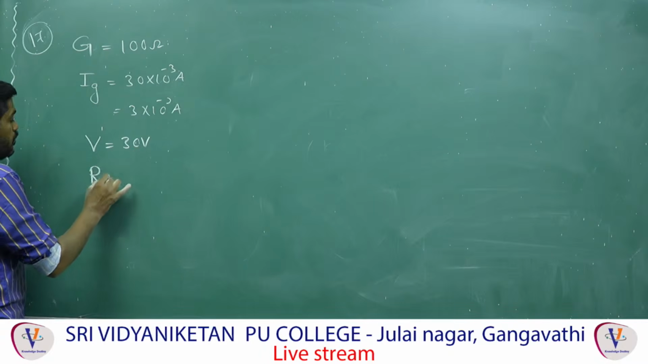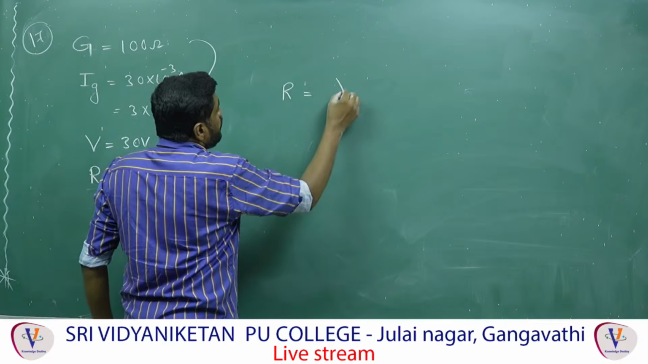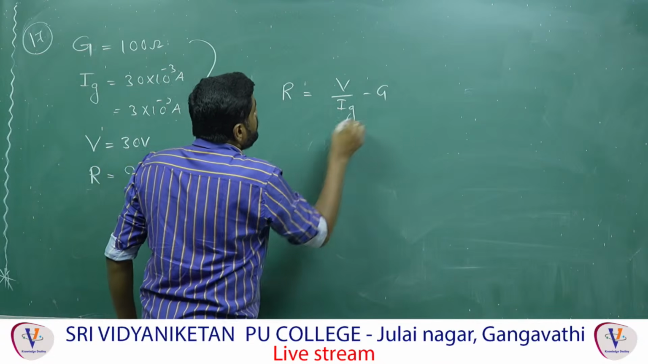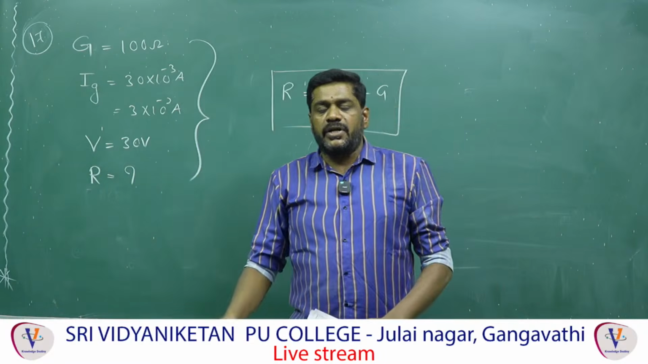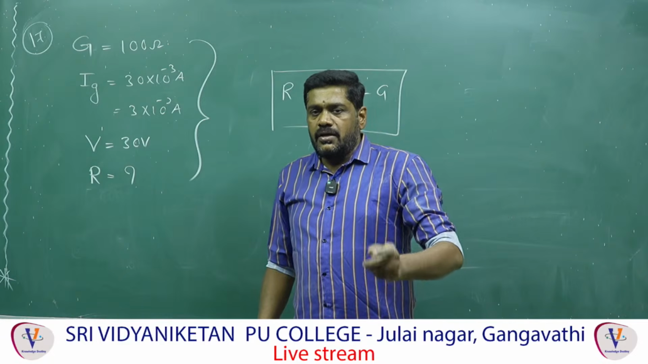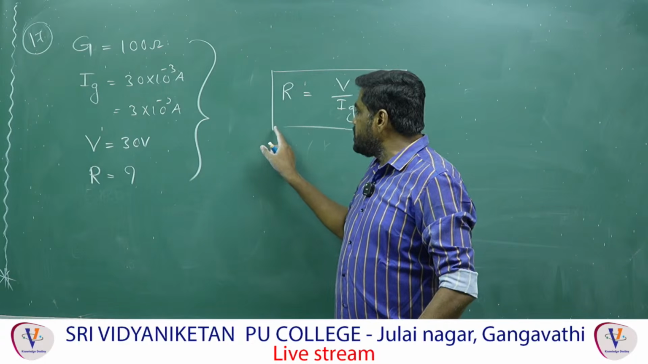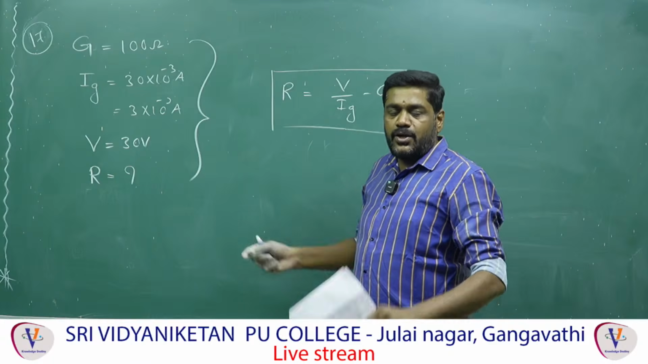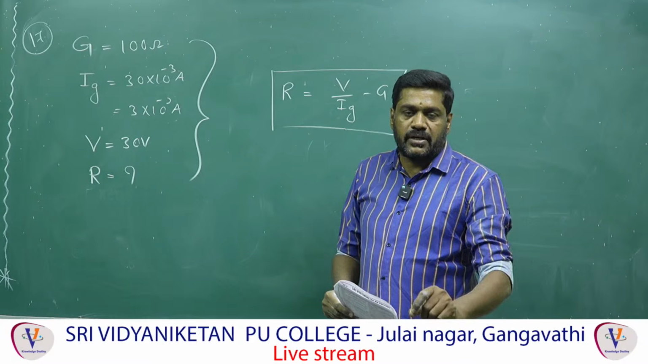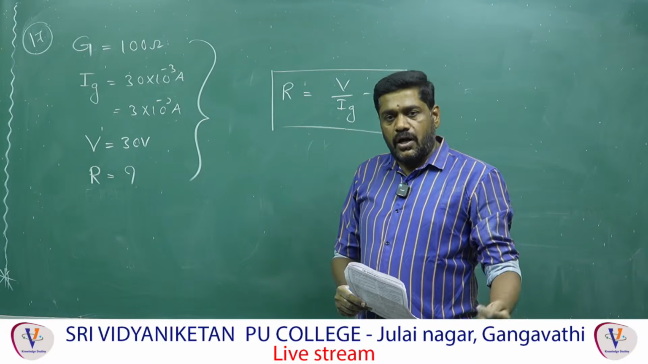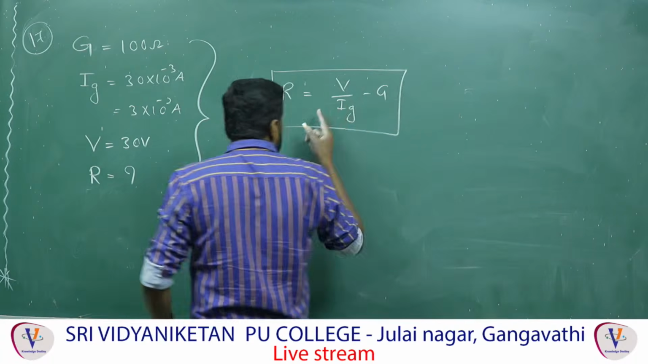Therefore now, R is equal to how much? To convert, the direct formula is R is equal to V by Ig minus G. This is called a multiplier. To convert a galvanometer into a voltmeter, we have to connect a high resistance in series to the galvanometer, that converts it into a voltmeter. That high resistance connected in series is called a multiplier. And to convert the galvanometer into an ammeter, you have to connect a small resistance in parallel to the galvanometer. So that combination converts into an ammeter, and that small resistance you connected in parallel is called a shunt.